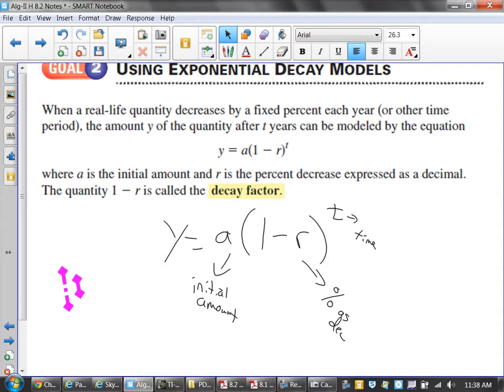Yes, sir? Just the opposite of the exponential growth. Yeah. Pretty much. What's the arrow say? Initial amount. No, for R. It's the rate. It's a percentage as a decimal again. So what happens here?